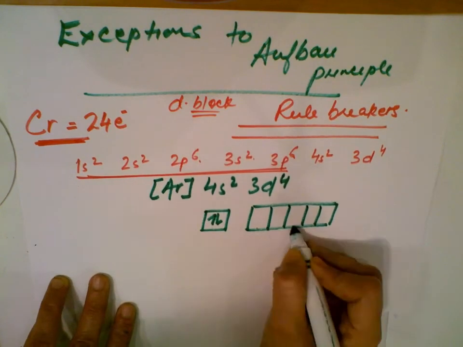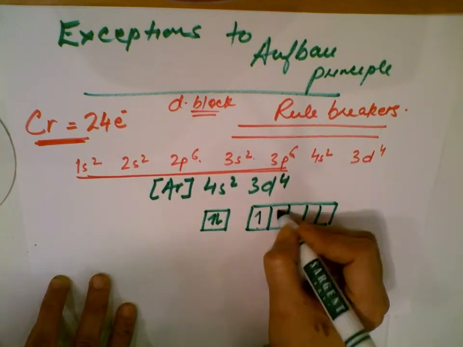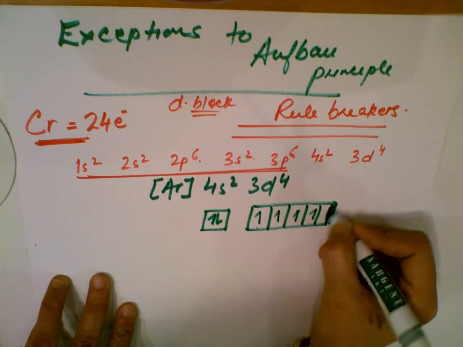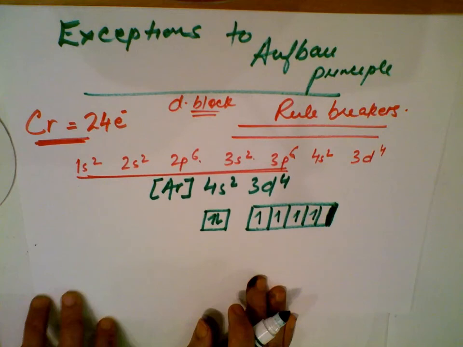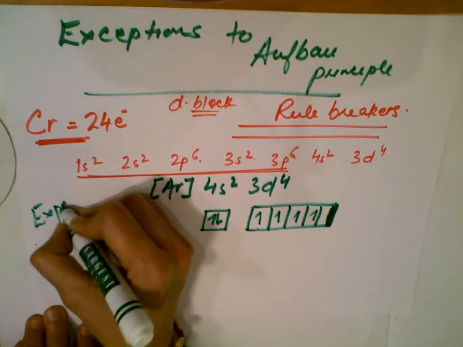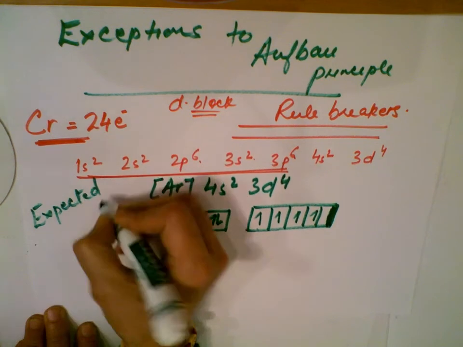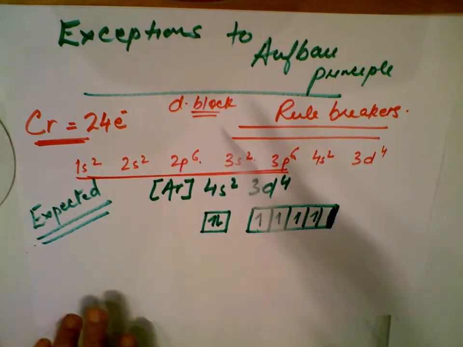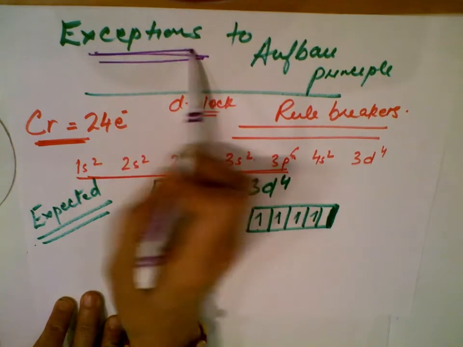1, 2, 3, 4, 5. So 4 electrons, 1, 2, 3, 4. Okay, not this, only 4 electrons. Okay, guys, this is what is expected. And you are going to stop there and say, Miss, I'm done. But what happens here, because, as I said, these are the exceptions to the Aufbau principle.